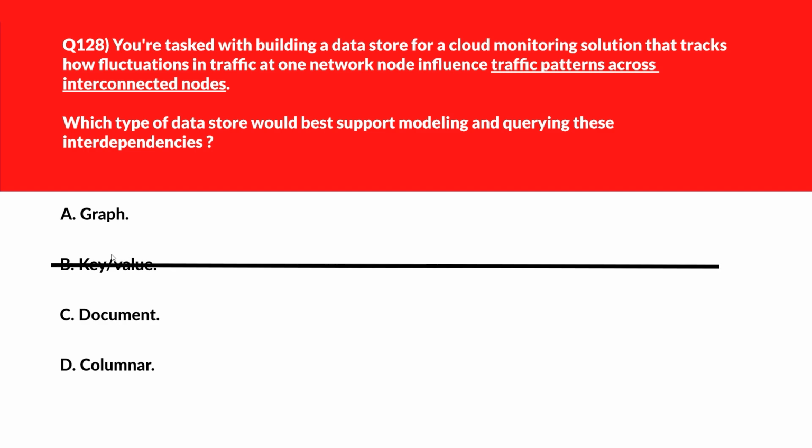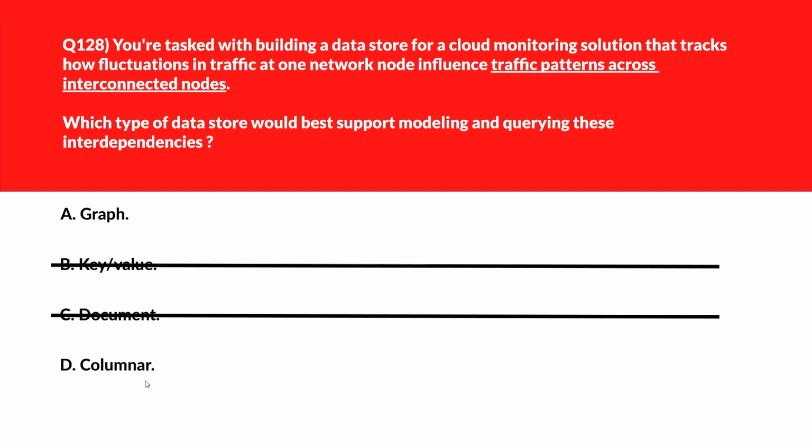We'll move to option C. C says document. Document stores handle structured data, as the name suggests, right? Document, these are structured things, but will fall short when querying across interconnected network nodes. So document is also wrong. We'll move to option D.